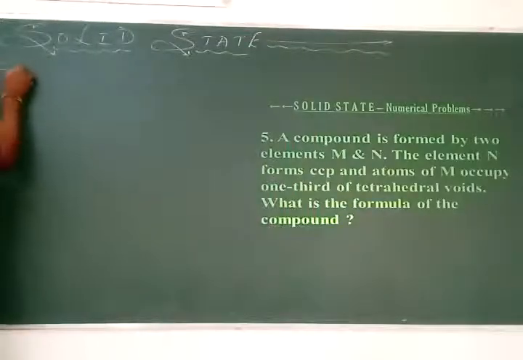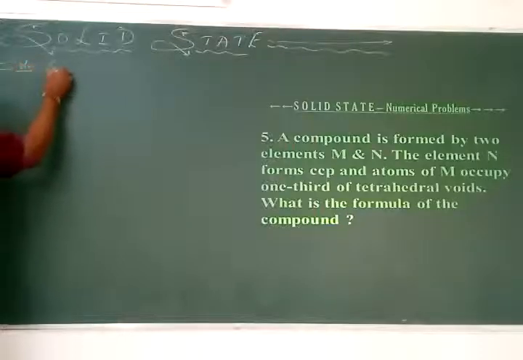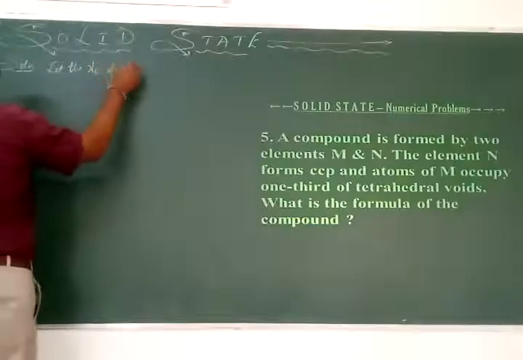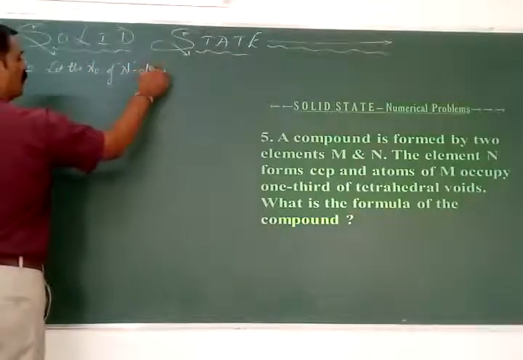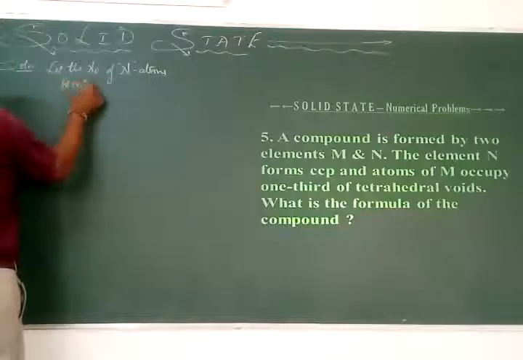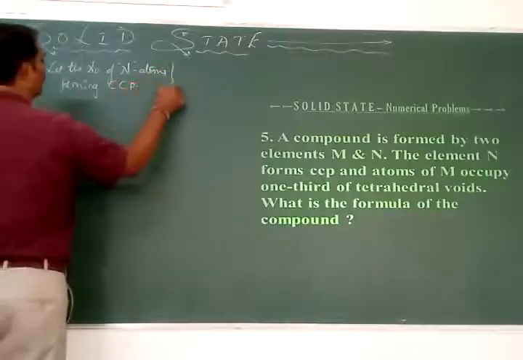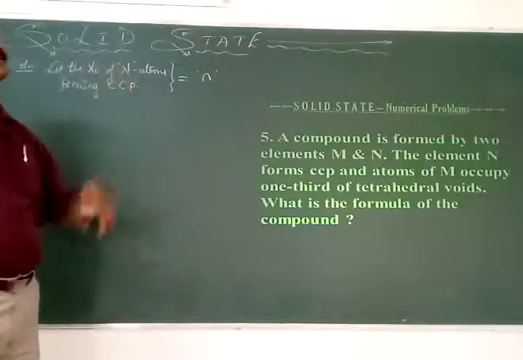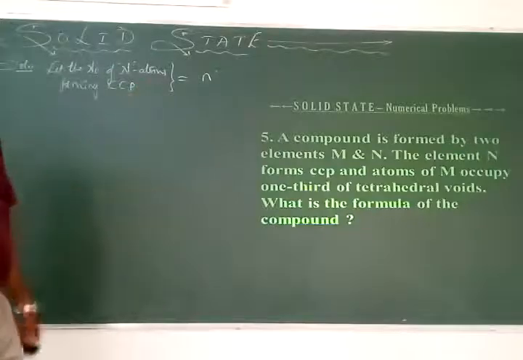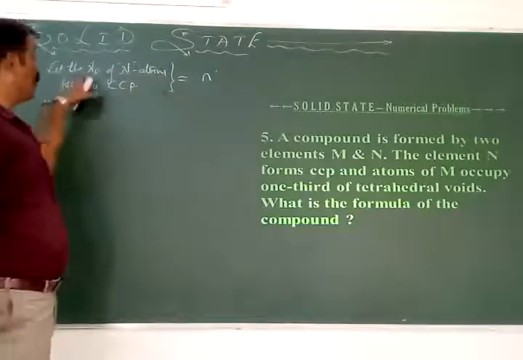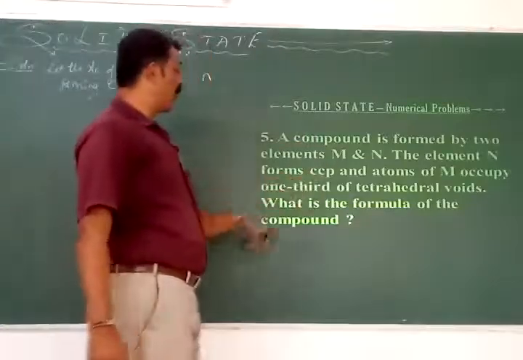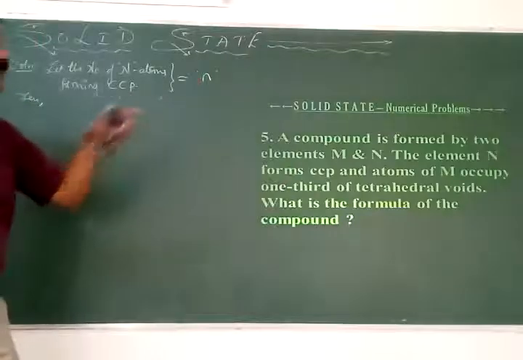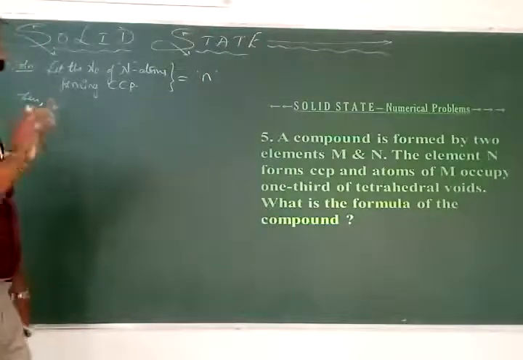Solution. Let the number of N atoms forming CCP, cubic close packing, be small n. Let it be small n, because capital N is the symbol of that particular atom, therefore we are taking small n. What is small n? Small n is the number of N atoms occupying the CCP. Then, the atoms of M occupy where? 1/3 of the tetrahedral voids.